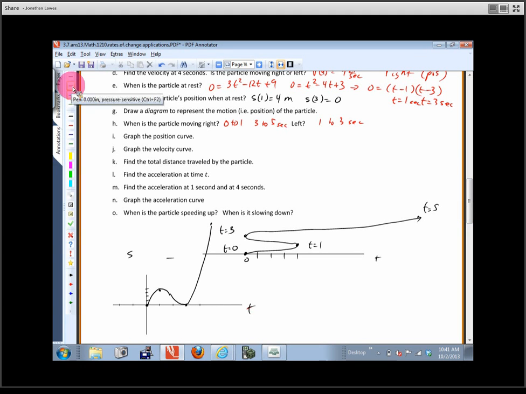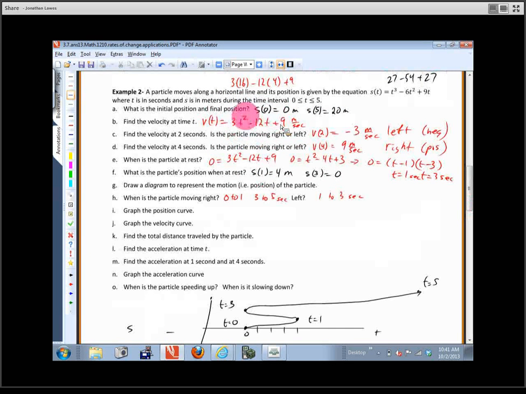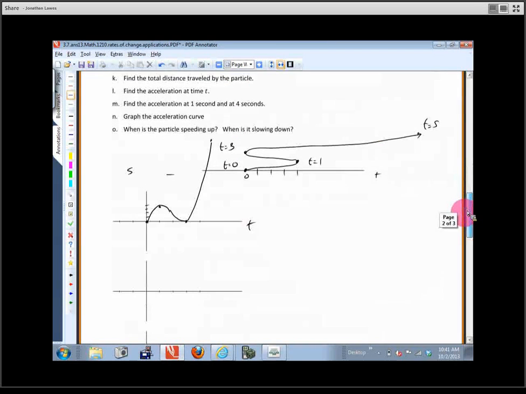And I'm going to change colors here because the next thing it says is graph the velocity curve. Here was the velocity function, this one right here. And we know some important things. We know that the velocity is 0 at 1 and at 3. So let's come down here. And at 1 and at 3, the velocity is 0. This is our time axis, and this is our velocity axis. This would be meters per second. And it's a parabola, isn't it? So it looks something like this.